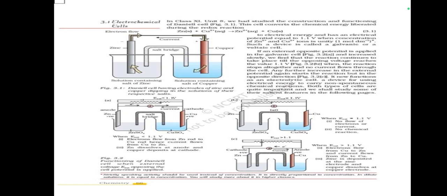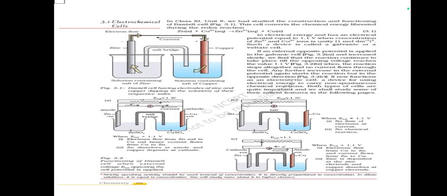If an external opposite potential is applied in the galvanic cell and increased slowly, we find that the reaction continues to take place till the opposing voltage reaches the value 1.1 volt. Now, the reaction stops altogether and no current flows through the cell. Any further increase in the external potential again starts the reaction, but in the opposite direction. It now functions as an electrolytic cell, a device for using electrical energy to carry out non-spontaneous chemical reactions.